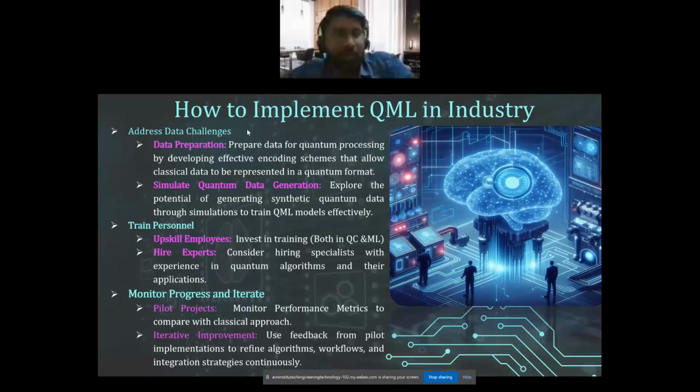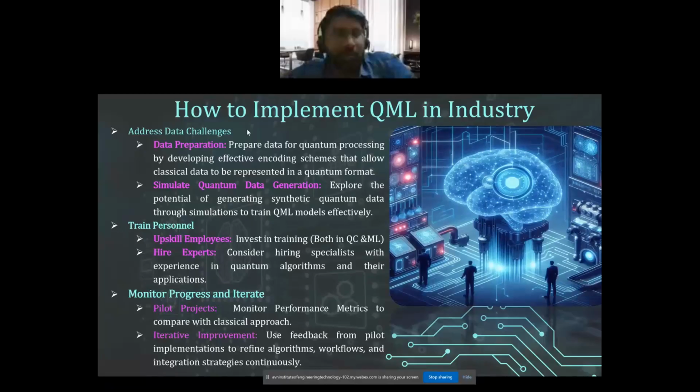It is based on the company needs, right? We can hire the experts, and then monitor the progress and iterate. We need to do a pilot project, and compare based on the pilot project results. We need to see how it looks if I did it in the classical approach, and how it looks if I did it in quantum machine learning.